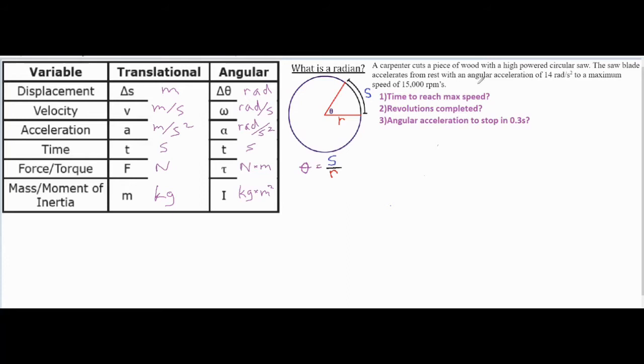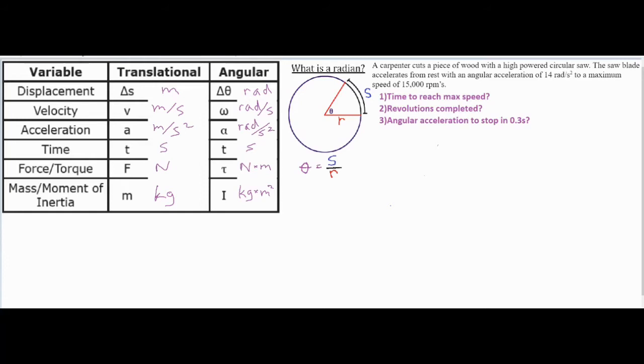This problem on the right says, a carpenter cuts a piece of wood with a high-powered circular saw. The saw blade accelerates from rest with an angular acceleration of 14 radians per second squared to a maximum speed of 15,000 revolutions per minute. Now we're going to be solving for 3 different things. Number 1, time to reach the maximum speed.